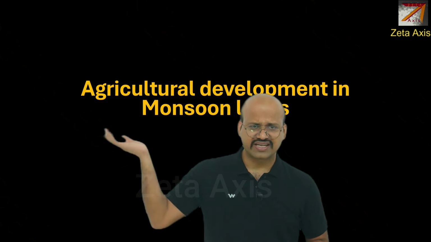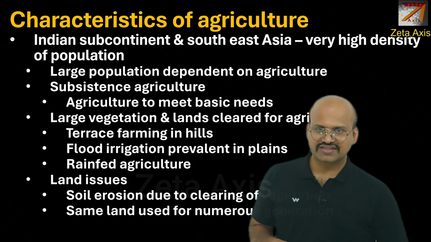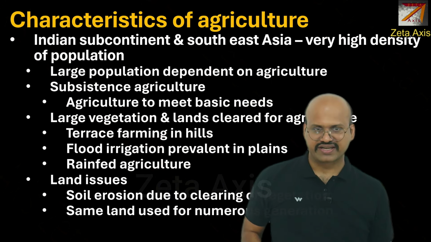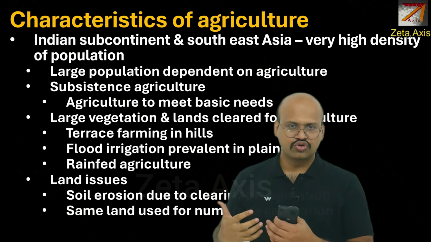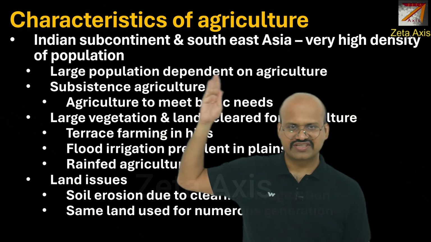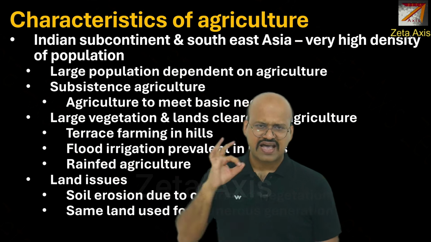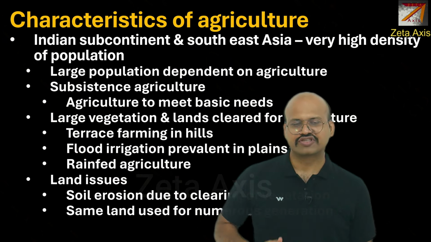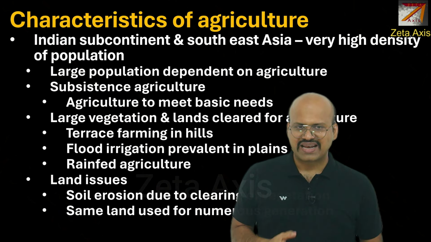Now let's see agricultural development in monsoon lands. Here are the characteristics of agriculture in this region. We know that the Indian subcontinent and Southeast Asia have very high population density. Therefore, there is a lack of abundant land like in European or American countries. Now, a large population is dependent on agriculture. Therefore, we see subsistence agriculture, that is agriculture to meet basic needs. Here, the agriculture is not done for selling in the market, but just for own consumption because the land is very small.